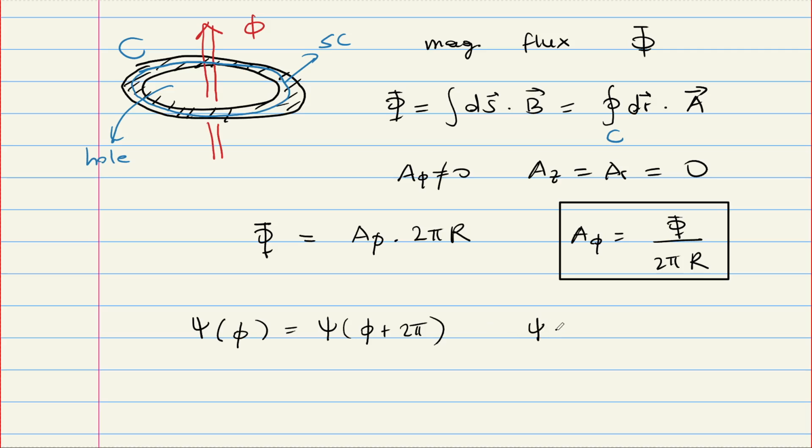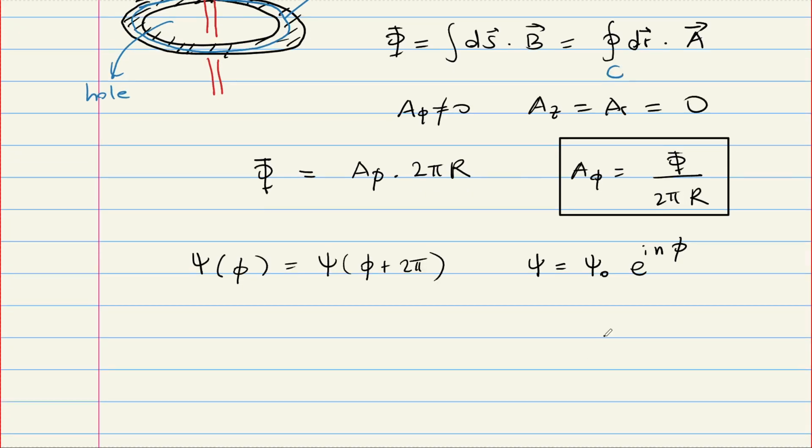That's why this psi needs to be of the form some psi 0 times e to the i n phi, right? Some periodic function. And here, exactly like in superfluid helium, this n is a positive or negative integer, and we called it the winding number. And exactly like a superfluid, it's a topological number, right? It cannot change continuously.